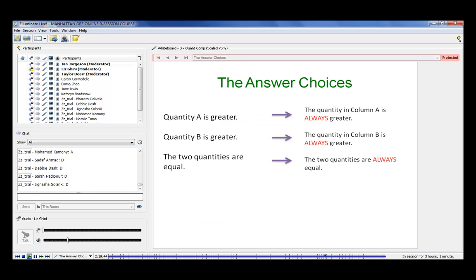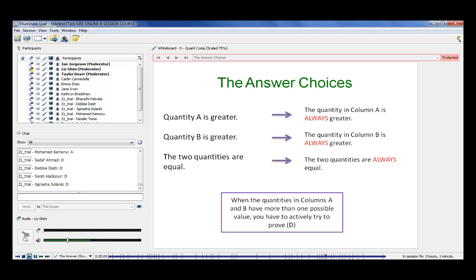All right? Now, a couple things to point out for those of you who are finding this a little bit confusing. If I pick A is greater, that means it's always greater. There are no numbers that I could pick that would make it not be greater. Okay? Same with picking B is greater, and same with picking equal. Now, there is something really interesting that applies to this last problem. If the quantities in A and B have more than one possible value, your strategy is to actively try to prove D. That's the best strategy, all right, if they have more than one possible value. Okay, so that's a question that you want to ask yourself as you look at a problem. Do the variables have more than one possible value?